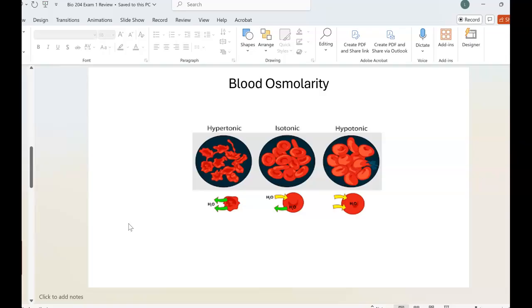So with this picture, this is when we talked about tonicity and osmolarity. So if you have a patient and you are giving them an IV, you want to make sure that that IV is isotonic with their body.